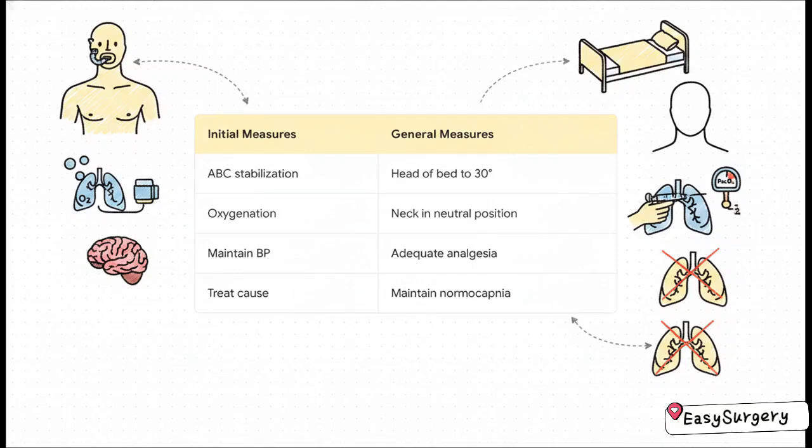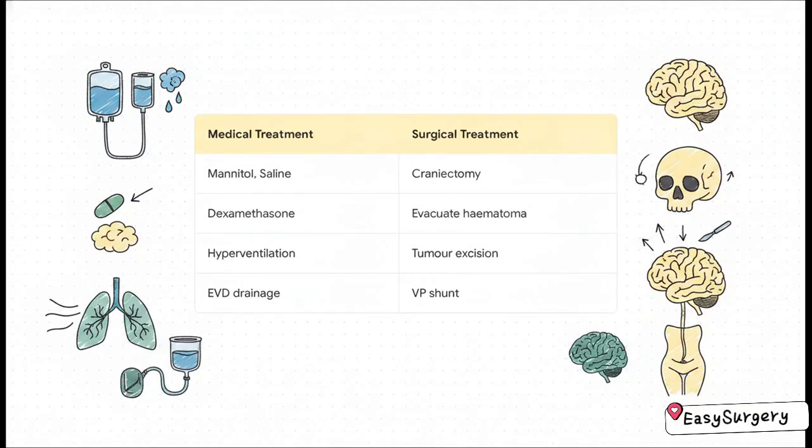Elevate the head to 30 degrees, keep the neck neutral, ensure proper analgesia and sedation, avoid fever, control seizures, and maintain normal capnia with a PaCO2 target of 35 to 40 millimeters of mercury. For medical treatment, we rely heavily on osmotherapy via mannitol or hypertonic saline. We use dexamethasone strictly for vasogenic tumors only. We also utilize EVD drainage, and we can use hyperventilation as a temporary rescue to lower PaCO2.